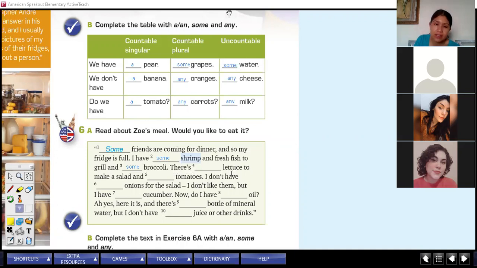There is some lettuce to make a salad and some tomato. Some también, okay. I don't have any onions for the salad. I don't like them, but I have a cucumber. Very good.